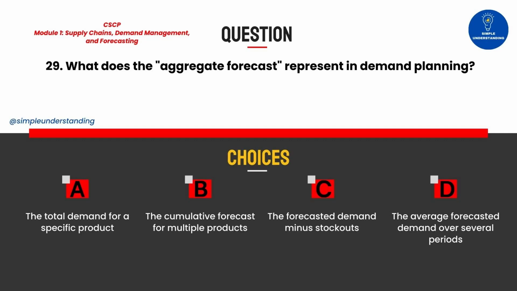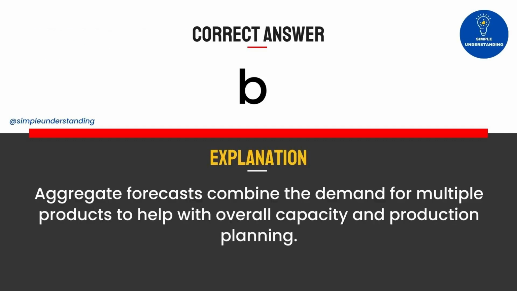29. What does the aggregate forecast represent in demand planning? A. The total demand for a specific product. B. The cumulative forecast for multiple products. C. The forecasted demand minus stockouts. D. The average forecasted demand over several periods. Correct answer B. Explanation. Aggregate forecasts combine the demand for multiple products to help with overall capacity and production planning.